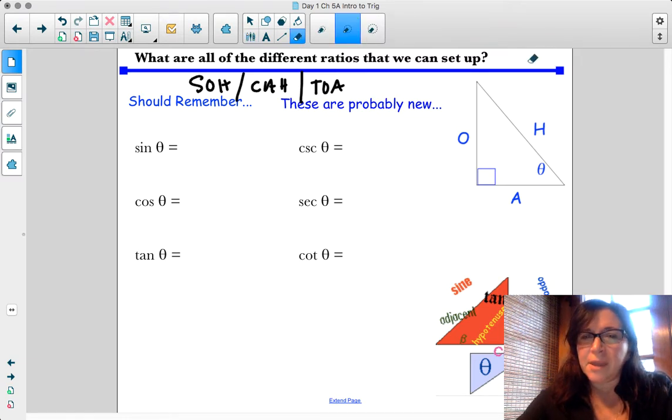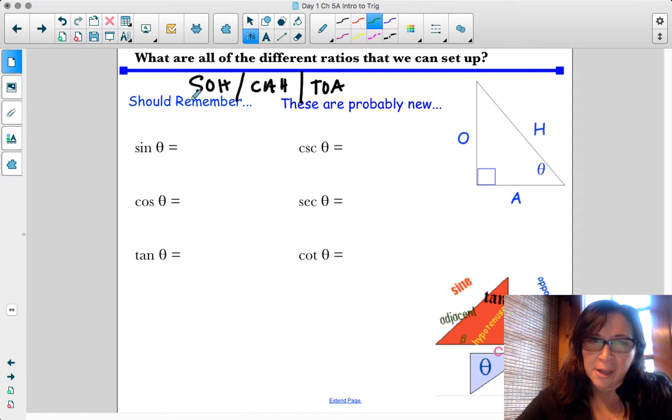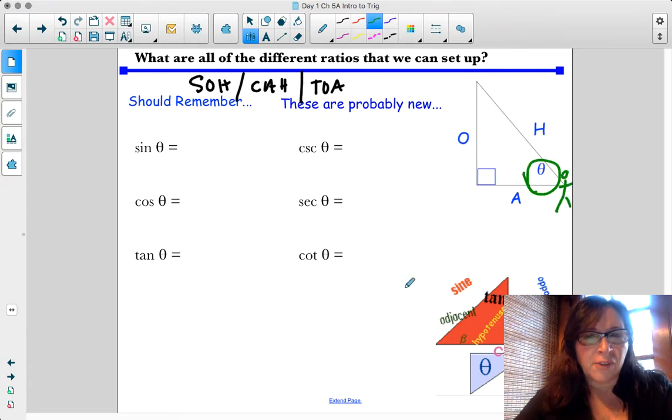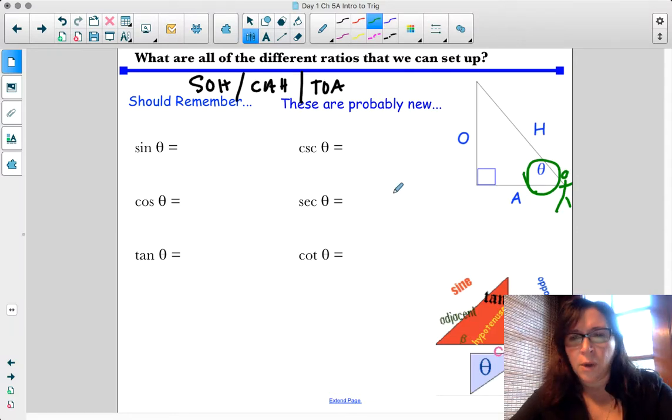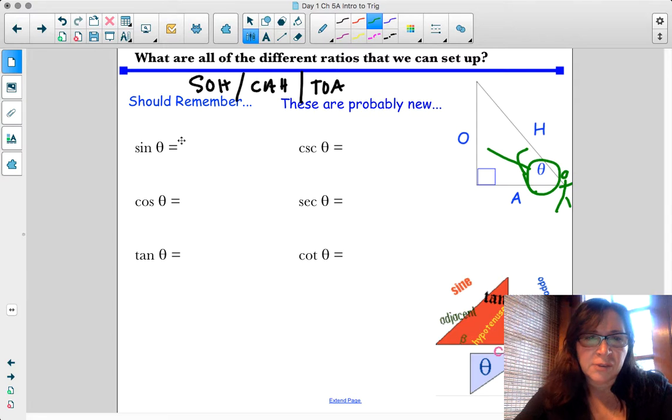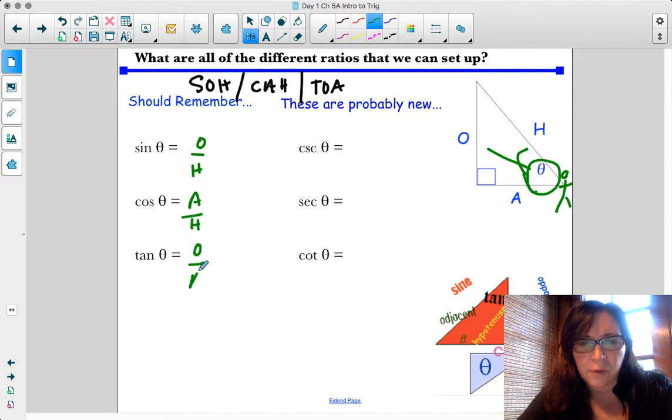Anyway, getting back to our math mnemonic, SOHCAHTOA, always remember to put yourself at the angle. You are at the angle. If it helps you, draw yourself there, circle the theta, whatever, and put yourself at the angle that you are going to be at. So we're trying to find sine of theta. Sine is opposite over hypotenuse, cosine is adjacent over hypotenuse, and tangent is opposite over adjacent.